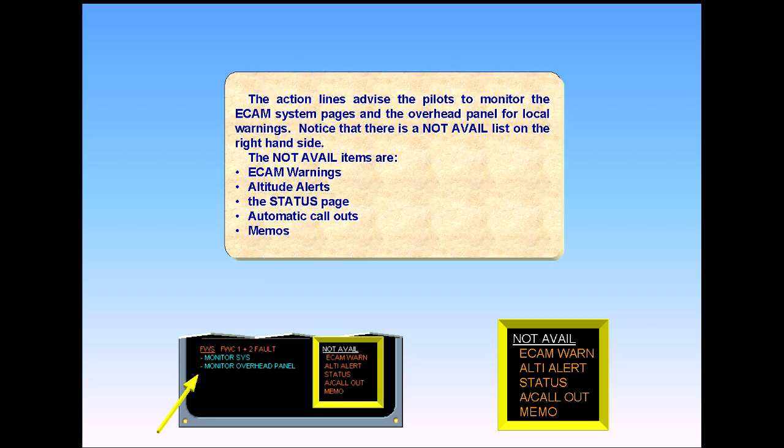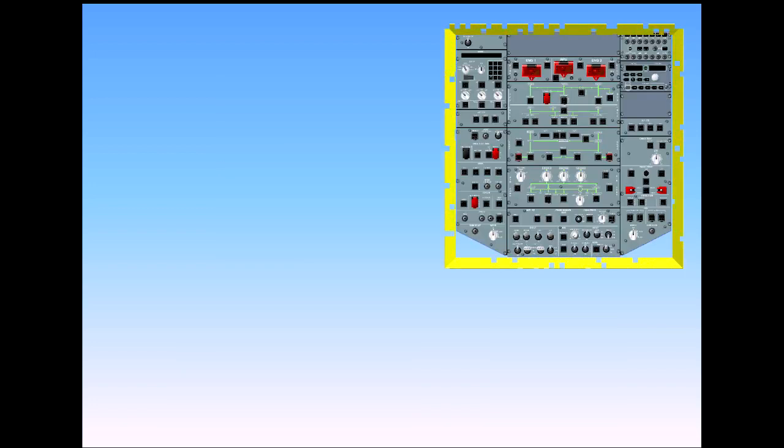The action lines advise the pilots to monitor the ECAM system pages and the overhead panel for local warnings. Notice that there is a Not Avail list on the right-hand side. The Not Avail items are ECAM warnings, altitude alerts, the status page, automatic callouts, memos. The overhead panel should be checked for any local warnings.